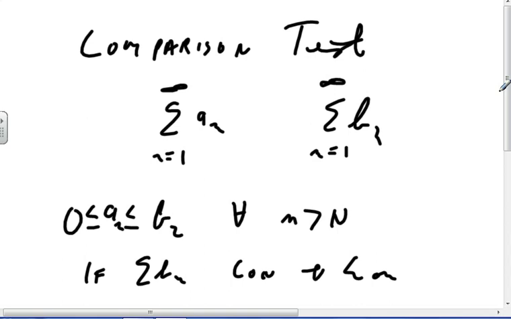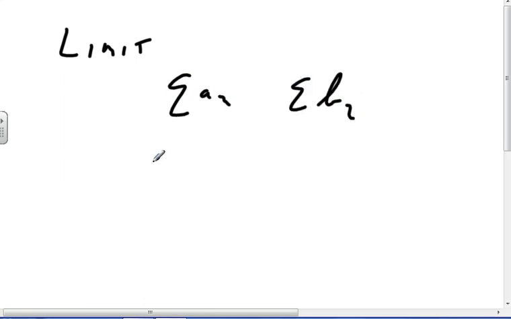And the last thing we have is a limit test before we go to the next section, and then we have more rules. So we have a limit test, and I've got the summation of a_n and the summation of b_n. If these series have the same order of magnitude, then both series will either diverge or converge.